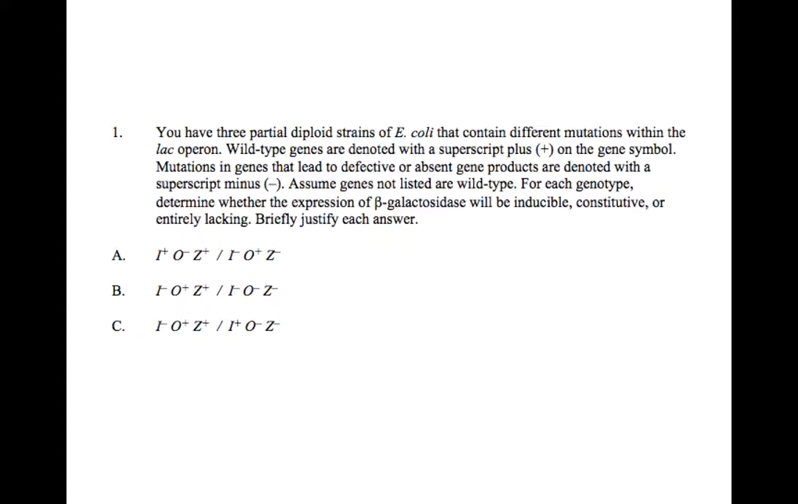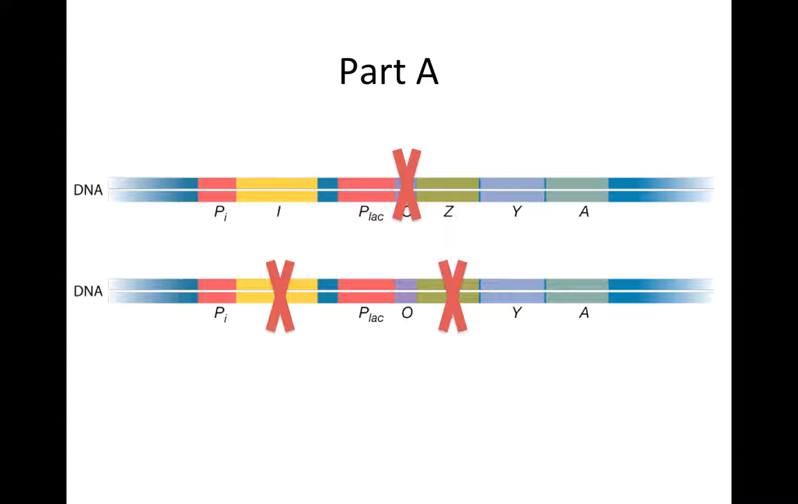These questions ask what the expression pattern of beta-galactosidase encoded by the lacZ gene would be in partial diploids with certain mutations. In part A, we see that the individual has one functional copy of the repressor gene, which we call I in this case, that's linked with a non-functional operator, which we call O, and a functional lacZ gene, Z. The other operon present has a non-functional repressor gene, a functional operator, and a non-functional lacZ gene. So that will look something like this.